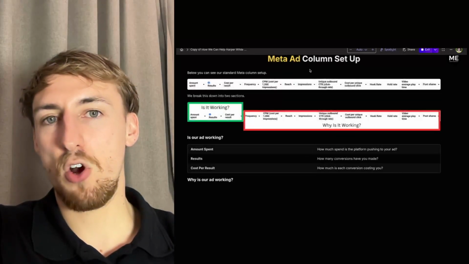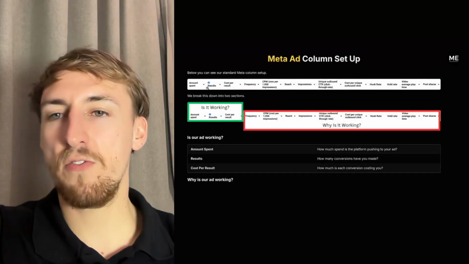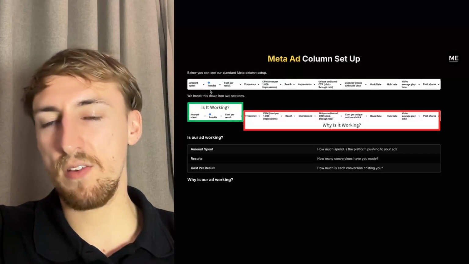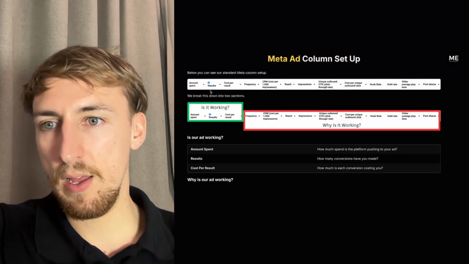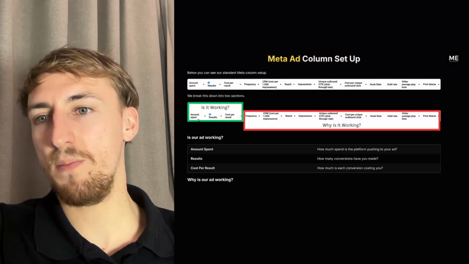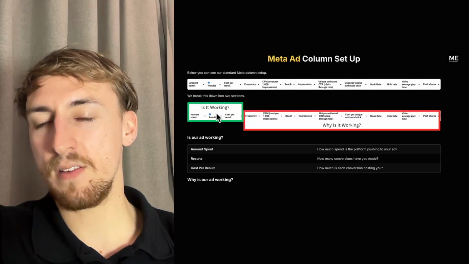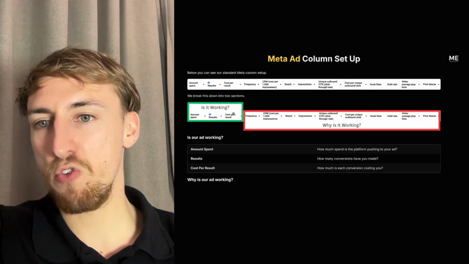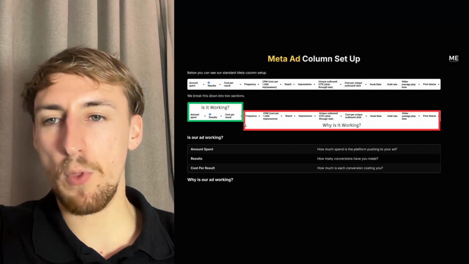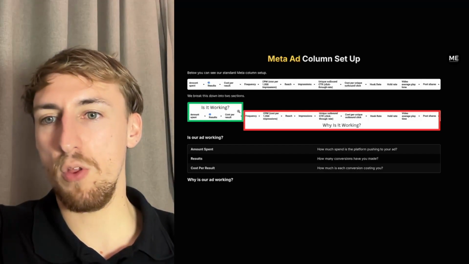Now, meta ad column setup. So you can see here, this is for analyzing creatives, by the way. So this isn't for media buying. So we break it down into 2 sections: amount spent, results, cost per result. That's: is it working? So that's genuinely all that matters.